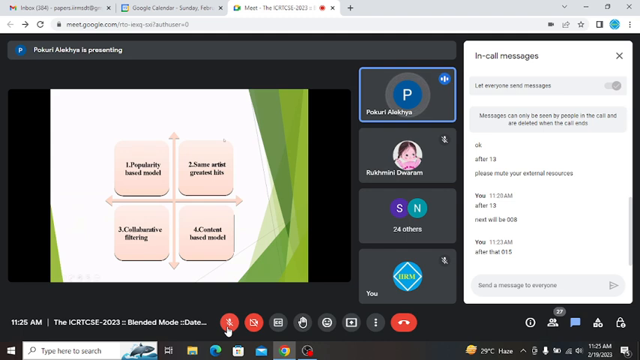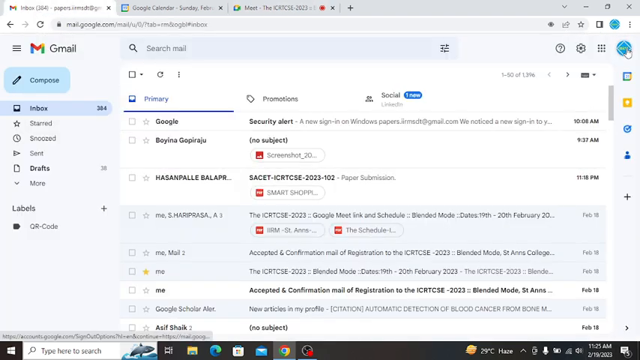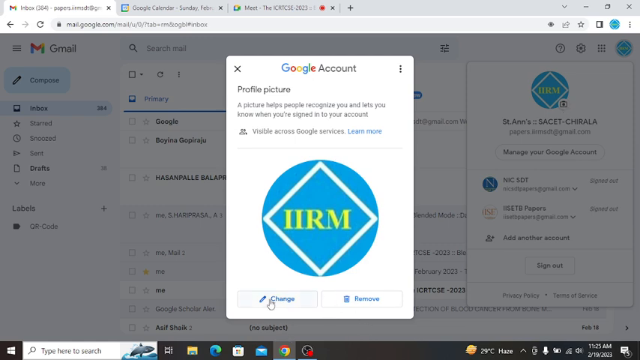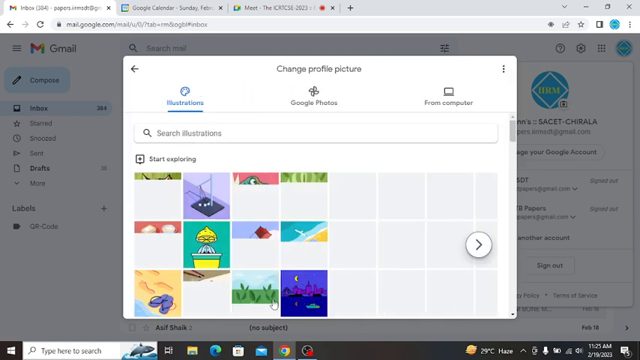As I said, we are using filtering techniques in our project. We have mainly four types of filtering techniques for a music recommendation system. First one is the popularity based model. Second is same artist greatest hits, third is collaborative filtering, and fourth is the content based model, sir. Popularity based refers to the new trending songs. It will recommend all the trending songs as a popularity based model.